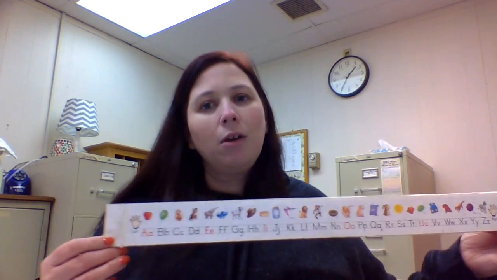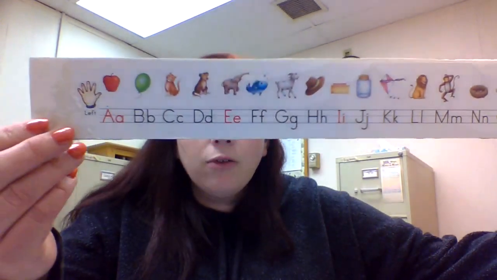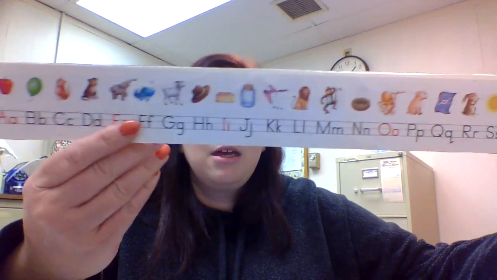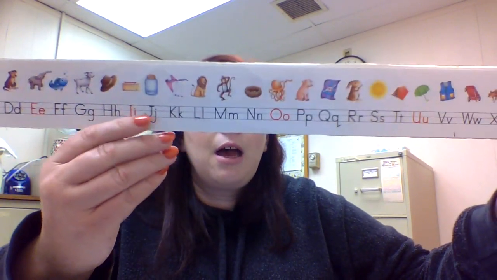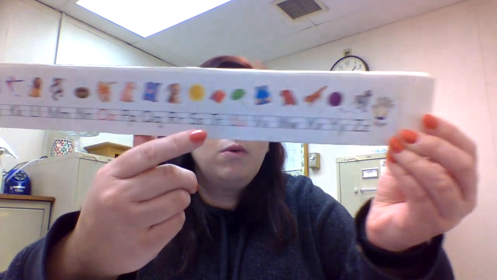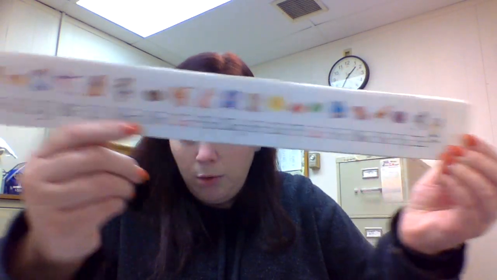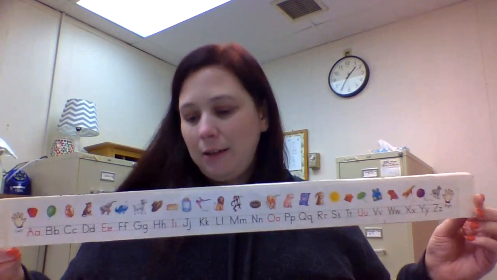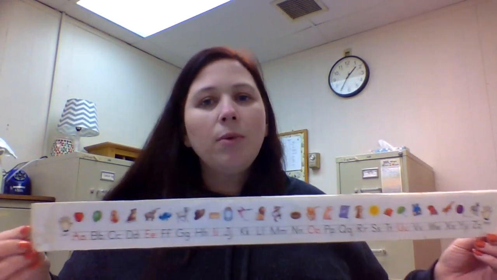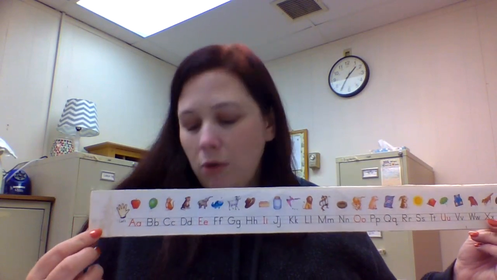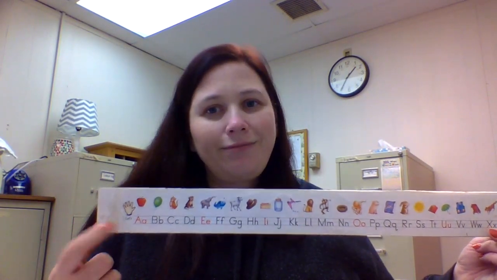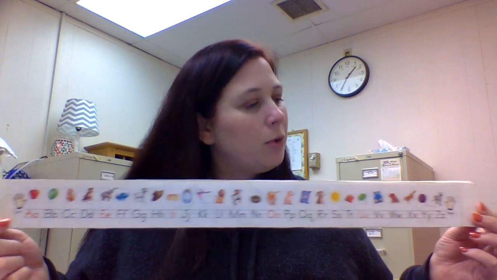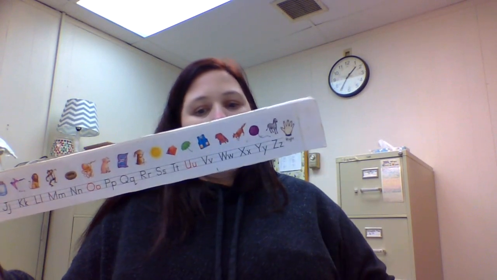Good job. Now can we name the vowels? Remember the vowels are in red. We have A, E, I, O, and U. Do you remember what the letters in black are called, and all the other letters? Those are consonants. Good job. And who remembers the initial letter at the beginning of the alphabet? It's the A. And what about our last letter? Z. You got it.